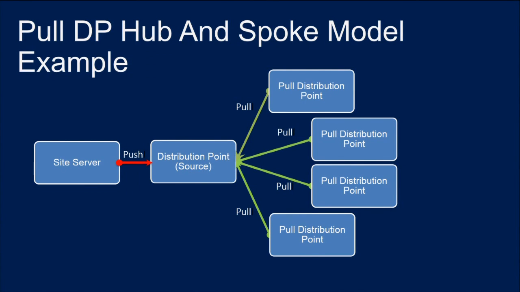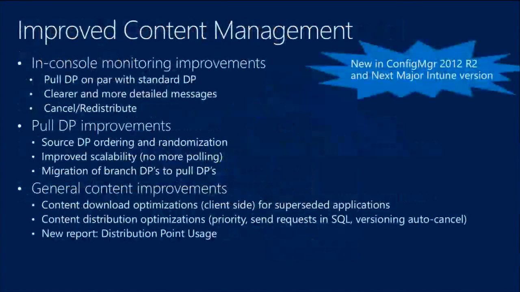Pull DP improvements: we've made some changes in how they interact with the site server. So that's going to allow us to have greater scalability numbers. Today, you're limited to 250 DPs per site. With R2, we're going to expand that number. Standard DPs probably still at 250, but pull DPs is going to be much higher than that.